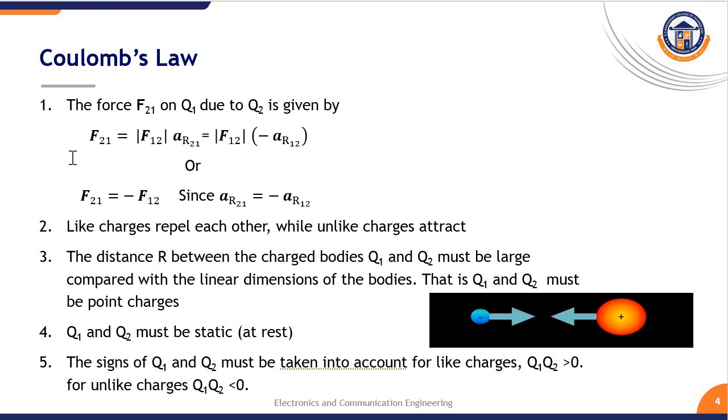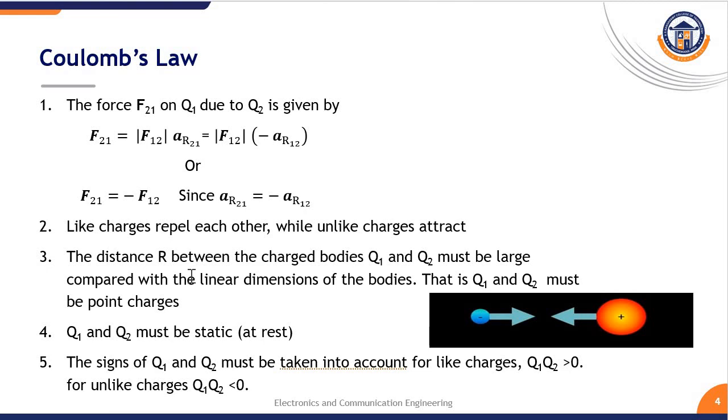Next, the force F21 on Q1 due to Q2 is given by F21 equal to modulus of F12 into a r21, that is equal to modulus of F12 into minus a r12. So F21 equals minus F12, since a r21 is equal to minus a r12. So in this, like charges repel each other while unlike charges attract.